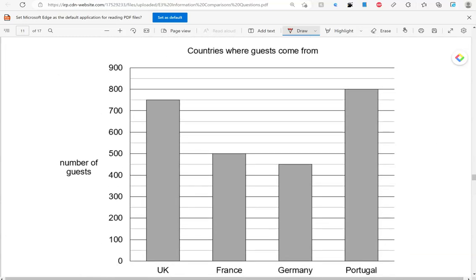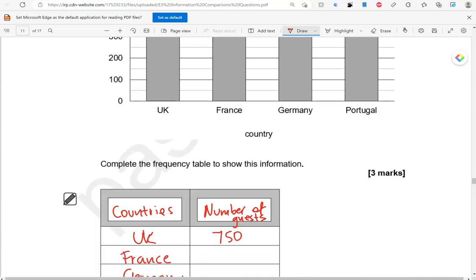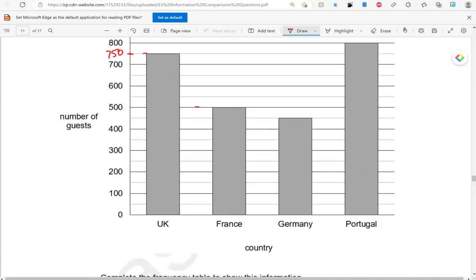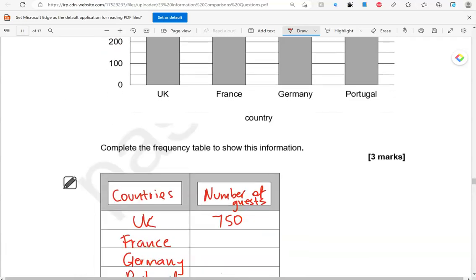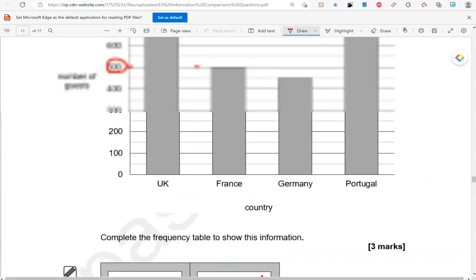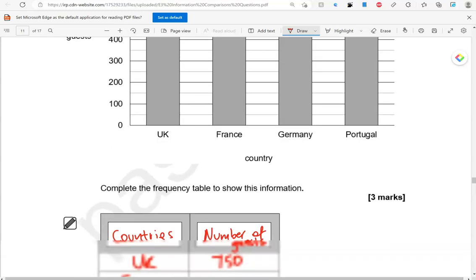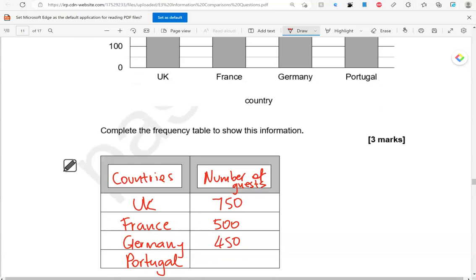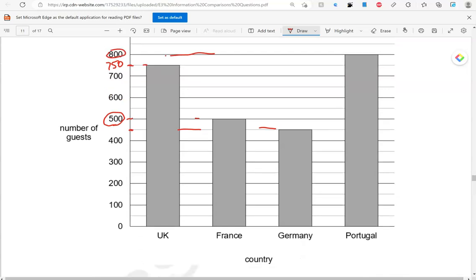so UK, that is bang on in the middle between 700 and 800, so it's 750. France, that is 500. Germany, 450. Portugal, 800.